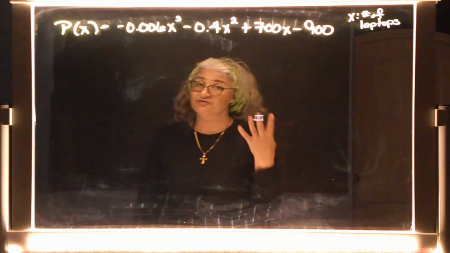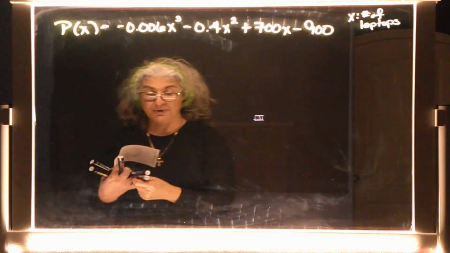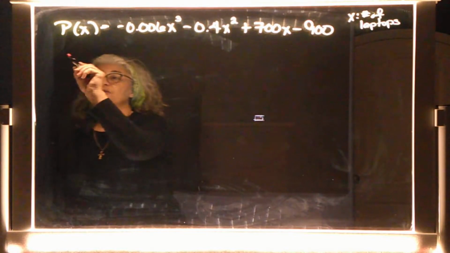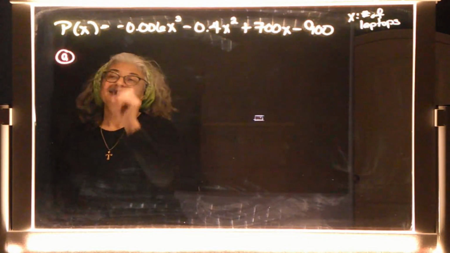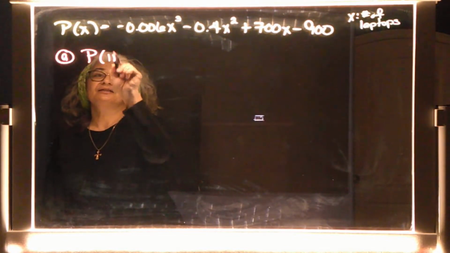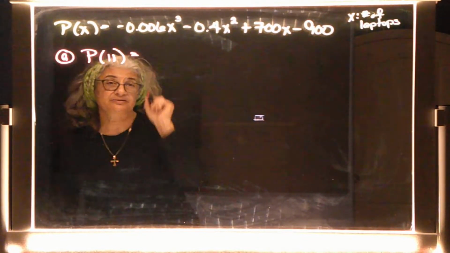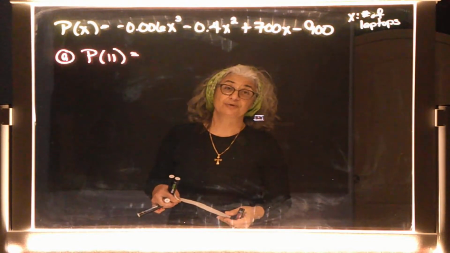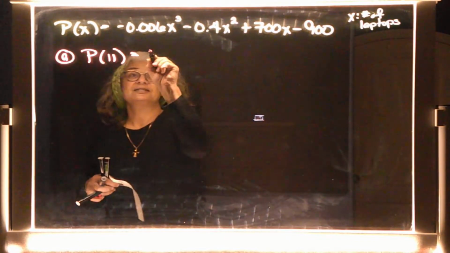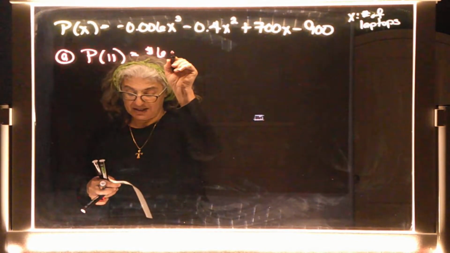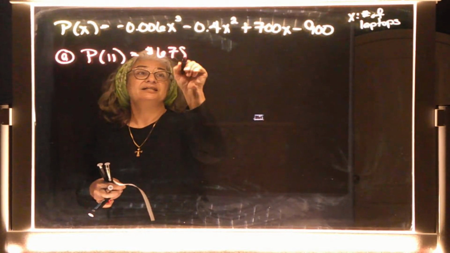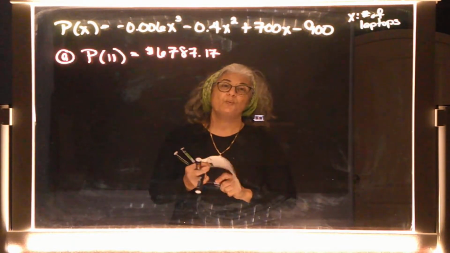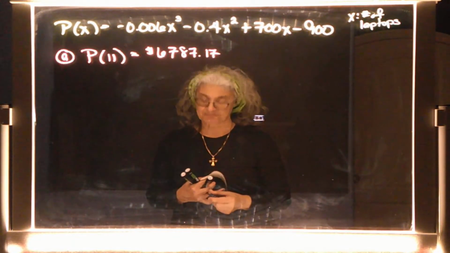So, once again, 4 parts. Let's see what part A wants. Part A wants to know the current weekly profit. So how are you going to figure out part A? Yeah, you're going to find the profit at 11 laptops. All right, so get those calculators out, get figuring. I already did mine. Let's see if we agree. All right, sounds like we did. I got $6,787.17. Wonderful.